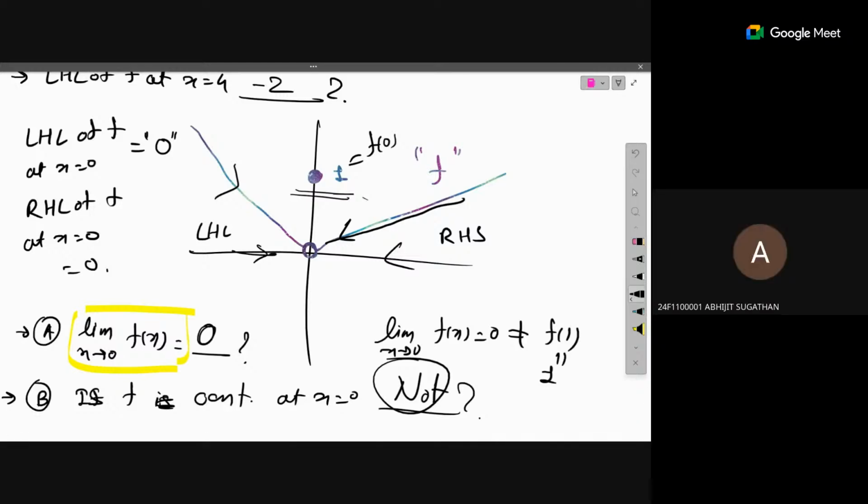No, ma'am. Fine. Okay. Now let's try to solve some similar questions. Any doubt in continuity, limit, left hand limit, right hand limit? Something is not clear to you? Anything?